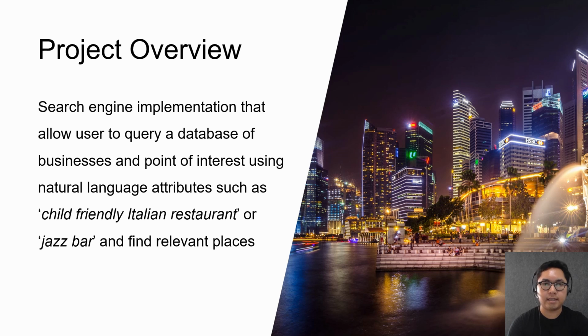Places Insight is a search engine implementation that allows users to query a database of businesses or points of interest. Users can search using natural language attributes such as child-friendly Italian restaurants or jazz bar, or by activity like hiking or surfing, or even by objects, such as jazz or toys. We implemented some of the natural language processing topics that we learned from the course.